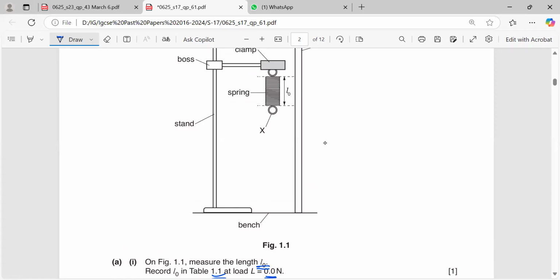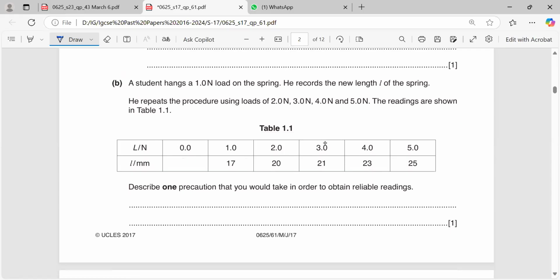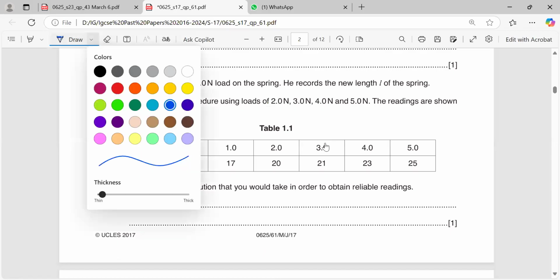So here it is 1.5 centimeters almost. Let's see what the unit is in the table. Yes, it is in millimeters. So 15 millimeters. 1.5 centimeters means 15 millimeters.